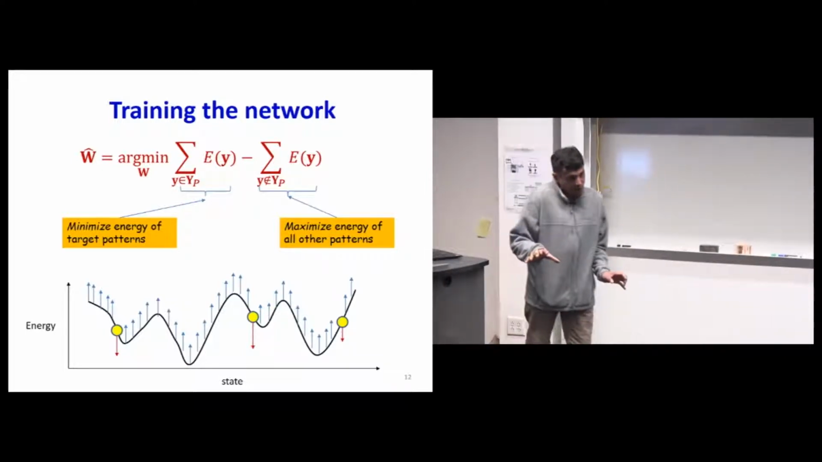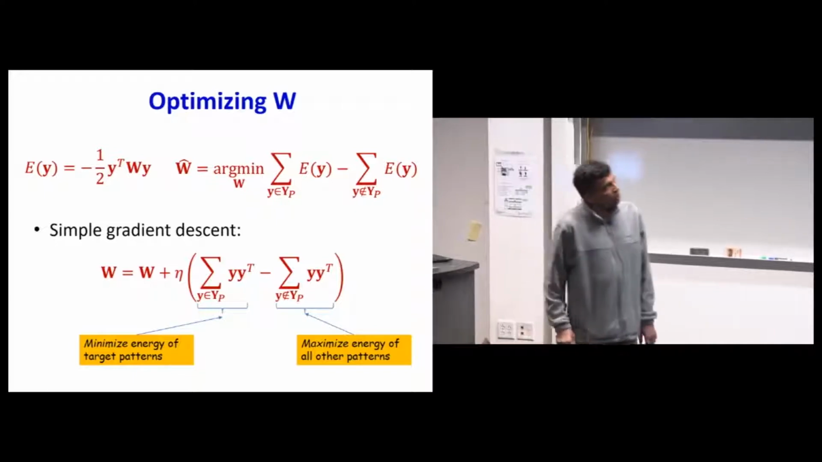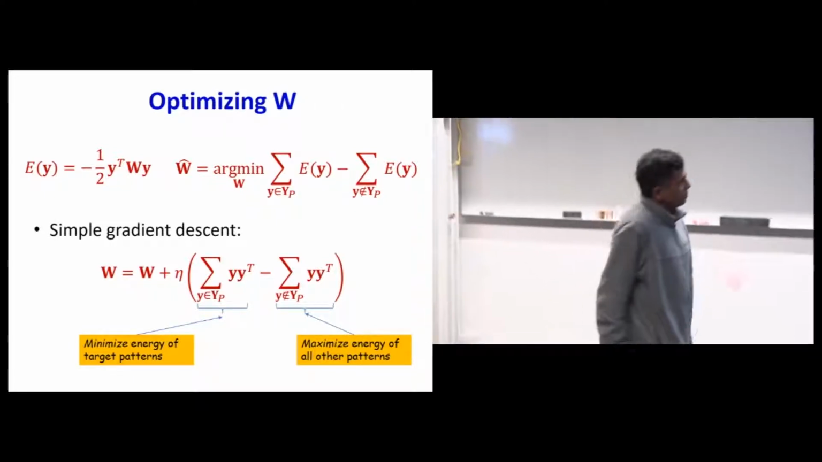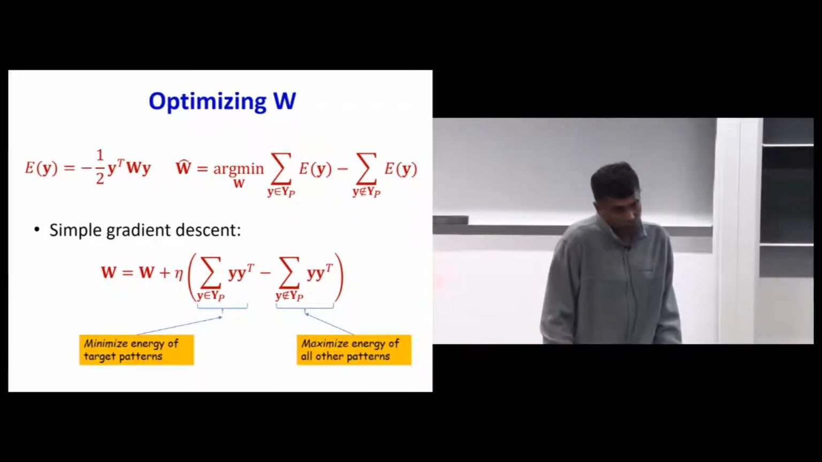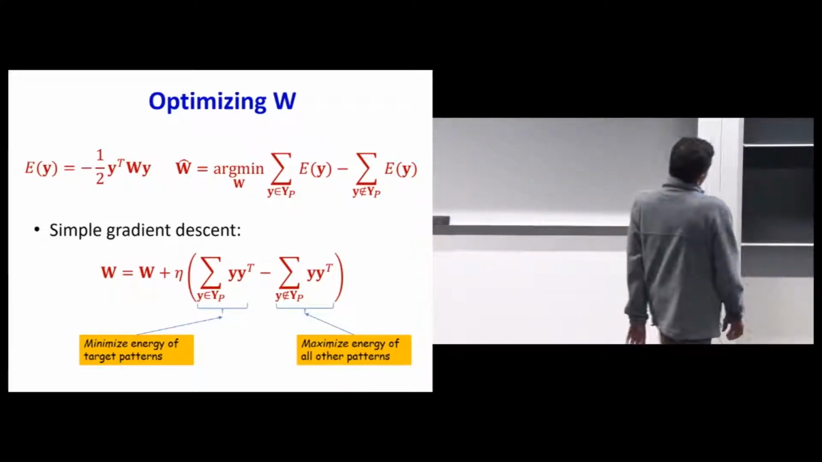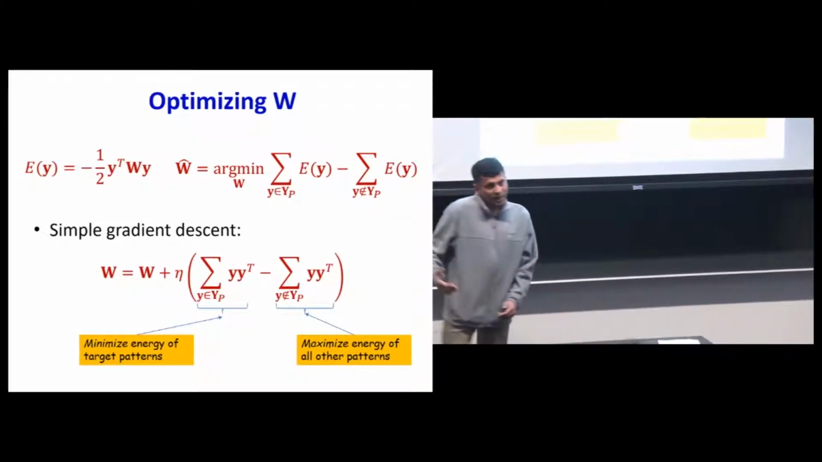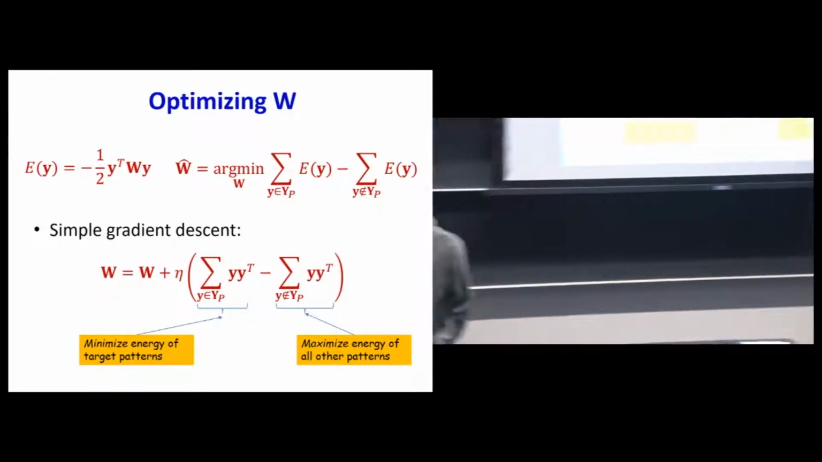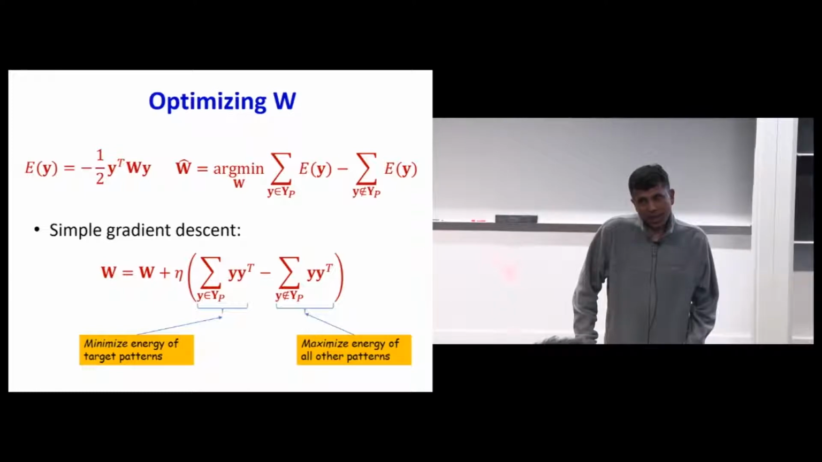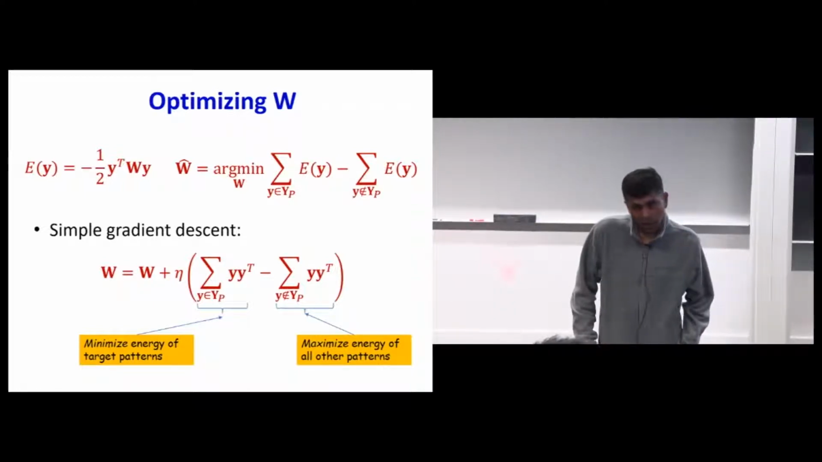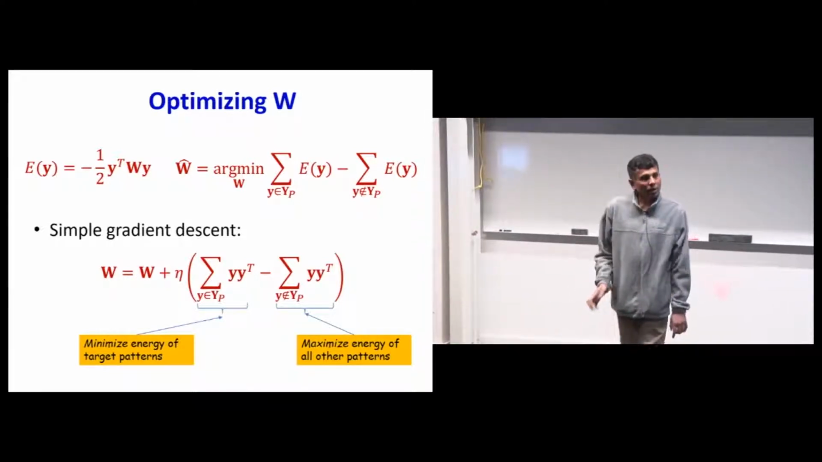So we would try to maximize the difference between the two, and just using your standard quadratic energy definition, the one given to the left, you end up with a simple gradient descent algorithm, in which case you would update the weights with a gradient term, where the gradient simply ends up being the difference between the sum of the outer products of the target patterns and the sum of the outer products of the non-target patterns, right?